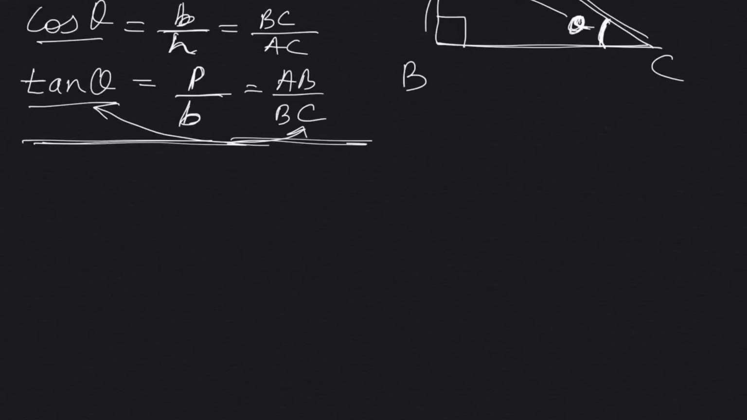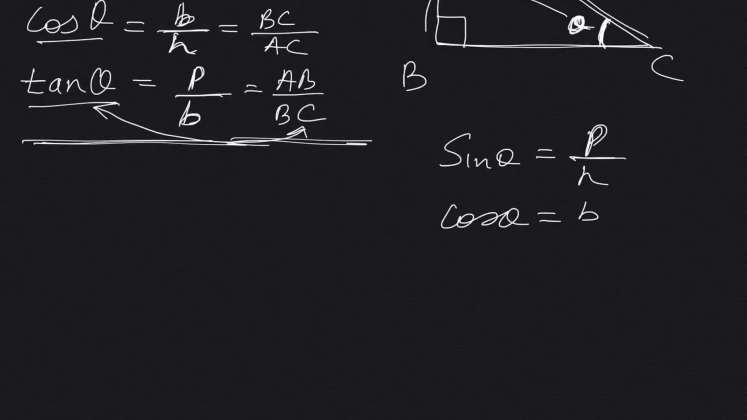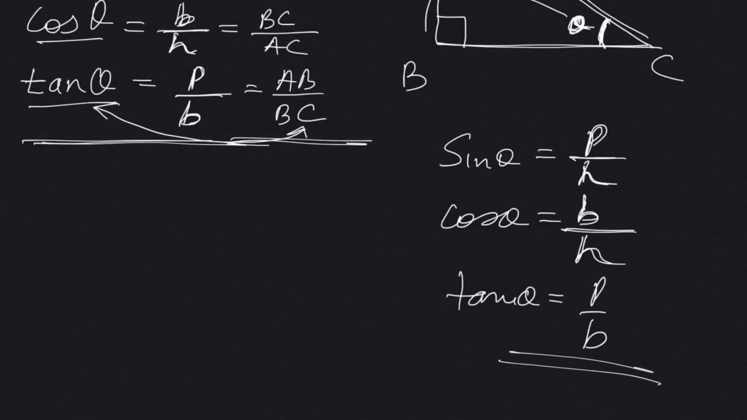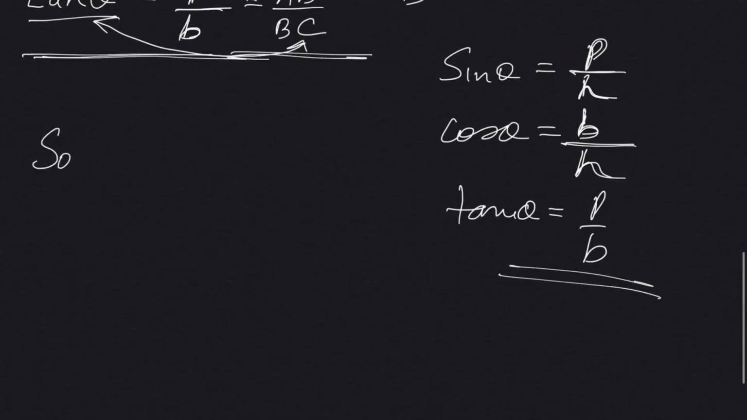If you are so new to this, you can't remember this, what do I do? How to remember that sin theta is perpendicular by hypotenuse, cos theta is base by hypotenuse, tan theta is perpendicular by base? You can remember a stupid, meaningless poem. Can you remember this?